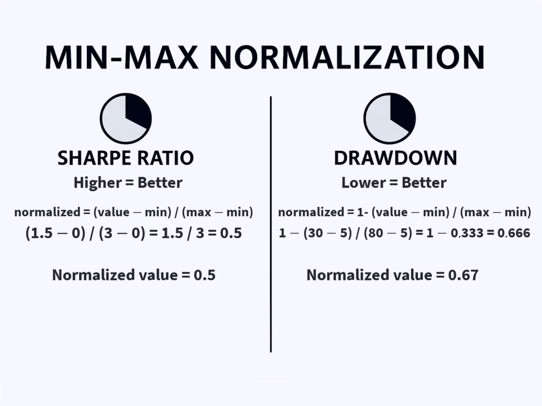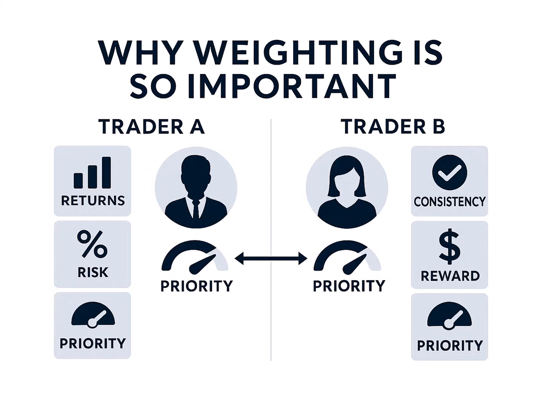And once everything is normalized like this, the next question is, do we care more about Sharpe or drawdown? And that's where weighting comes in, because not every metric is equally important. For some traders, maximizing profit is top priority, and for others, capital preservation is more important. Some care most about consistency and others about a smooth equity curve. There is no single correct answer here, and each one is individual.